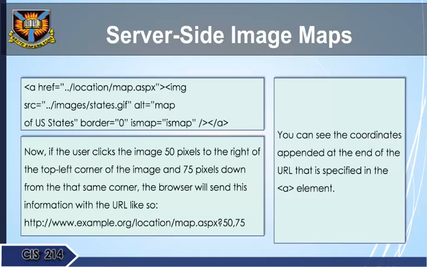Now, if the user clicks the image 50 pixels to the right of the top left corner of the image and 75 pixels down from the same corner, the browser will send this information with the URL like so: http://www.example.org/location/map.aspx?50,75. You can see the coordinates appended at the end of the URL that is specified in the a element.